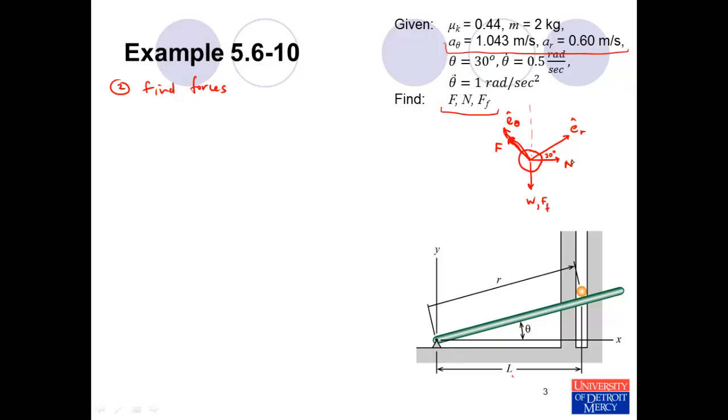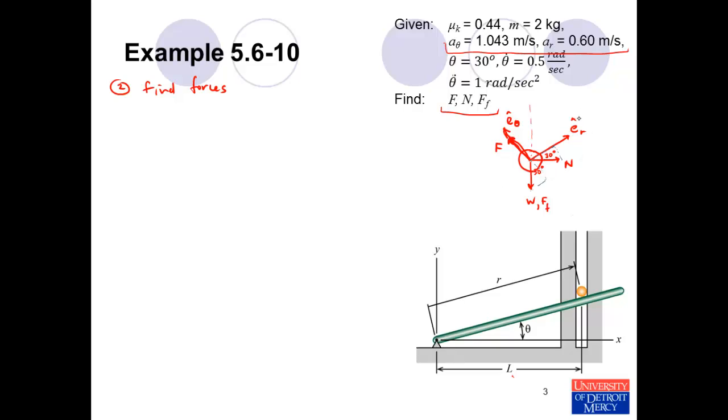And that's going to help us break the normal force into its radial and transverse components. You can imagine that this normal force is broken into a radial and a transverse. Same thing with the weight and the friction force. It's going to be broken up into a transverse component and a radial component, where this angle is also 30 degrees.